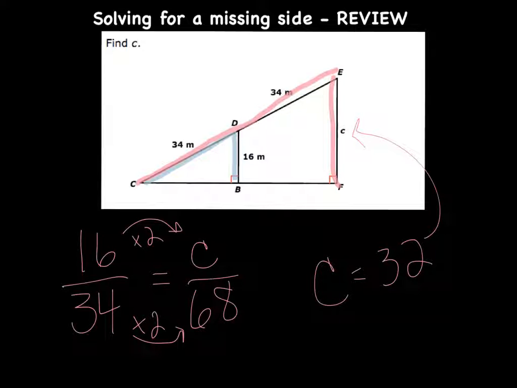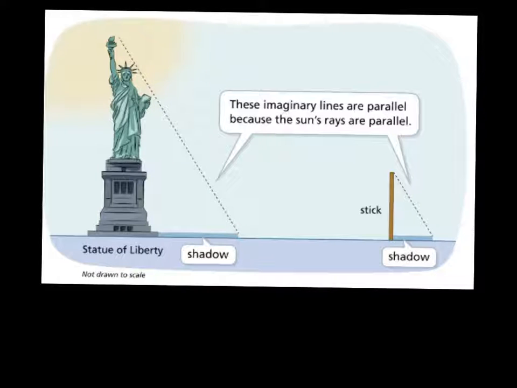All right, hopefully that was a quick and easy review and something that you remember from our work last week. So we're going to take this idea, or what we've done with similar triangles, and we're going to apply it to a real life kind of situation. So this example that we're going to talk about here today is how can you measure something like the Statue of Liberty from the bottom to the top.